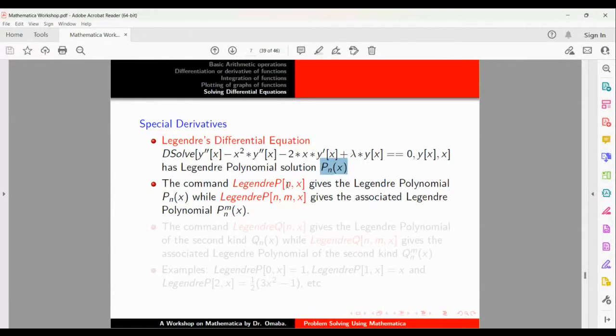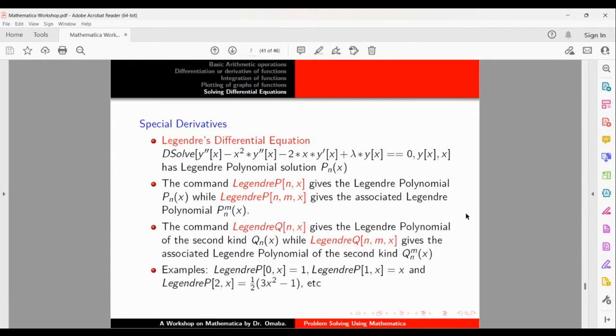So we have the Legendre polynomial of the first kind, and then we have the associated one. But what we're doing now in class is the Legendre polynomial of the first kind. If you put this in Mathematica, for example, LegendreP0 of x, it will give you 1. LegendreP1 of x gives you x, and LegendreP2 of x gives you this.